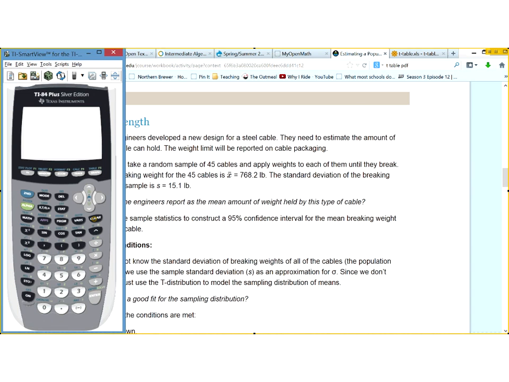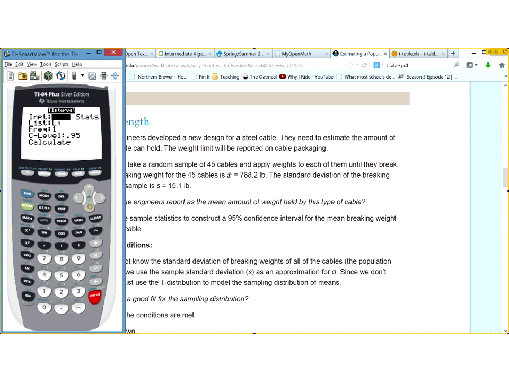All right, so let me clear this out. So you hit the Stat button, and then you go over to Tests, and again you have to go down. But when you get down, you don't have to go down too far. It should be number 8, I believe. T interval. So instead of Z interval, we use a T interval. So when you want to do a confidence interval for a mean, it's just a T interval. So you do number 8.